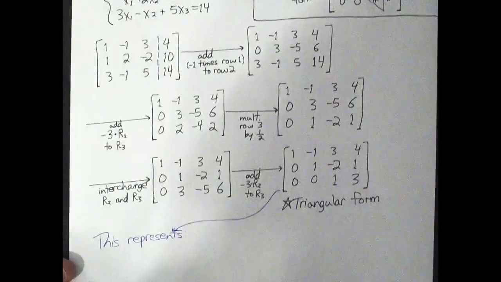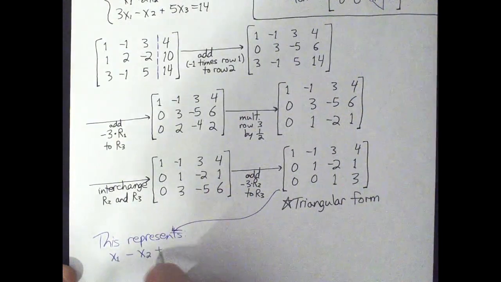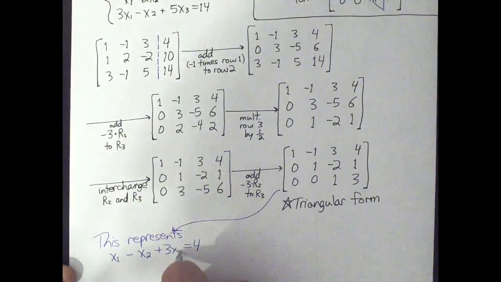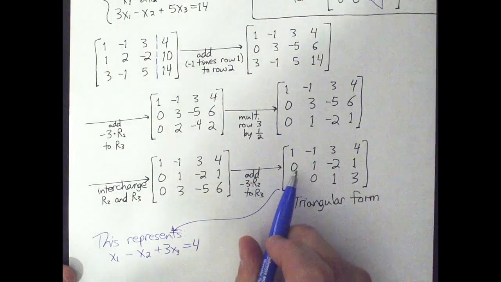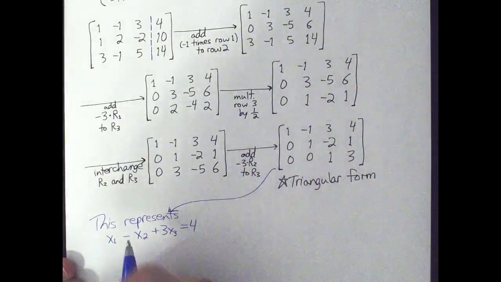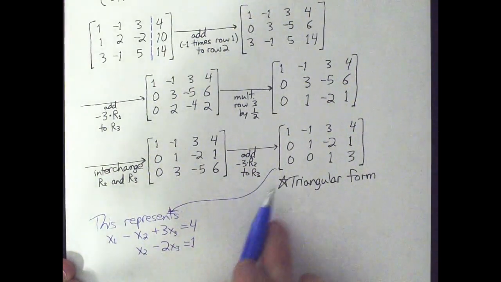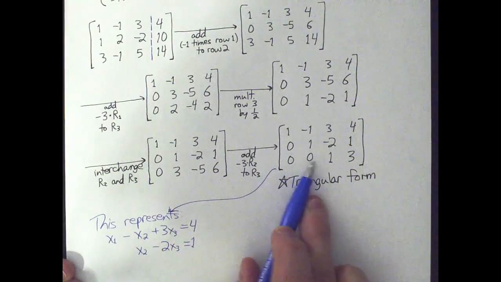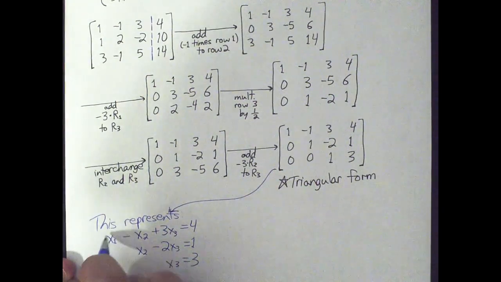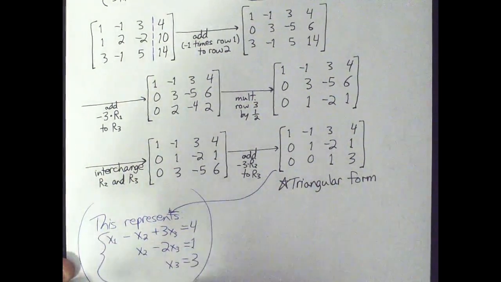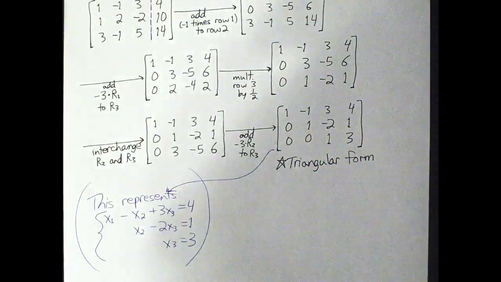So the first equation here represents 1x1 minus 1x2 plus 3x3 equals 4. The second equation represents 0x1, so I'm not even going to write that, 1x2 minus 2x3 equals 1. And 0x1, 0x2, 1x3 equals 3. I'm going to put this whole thing in parentheses as a side note. But yes, this matrix represents this triangular system.